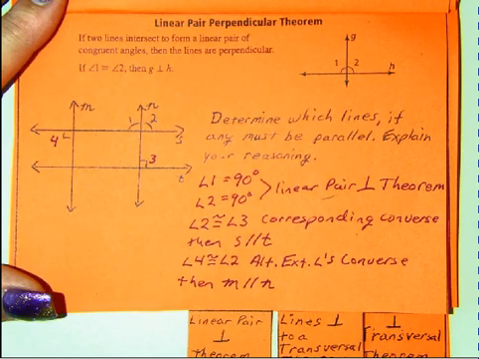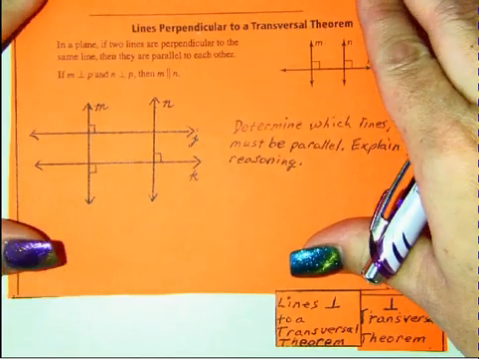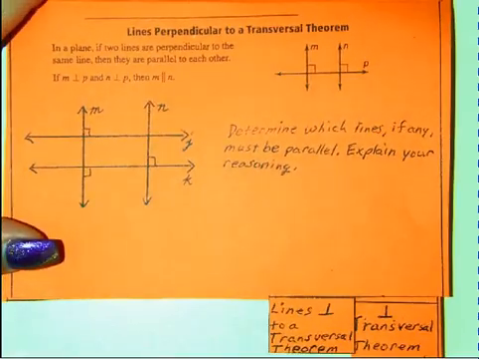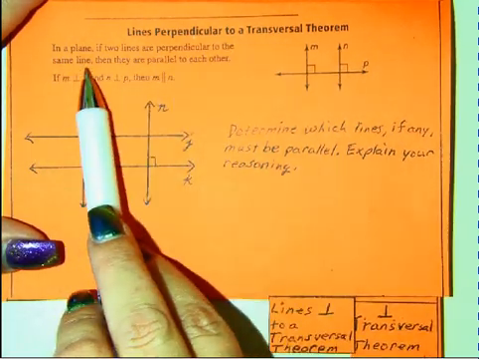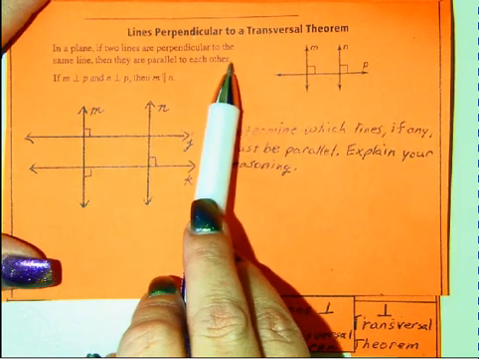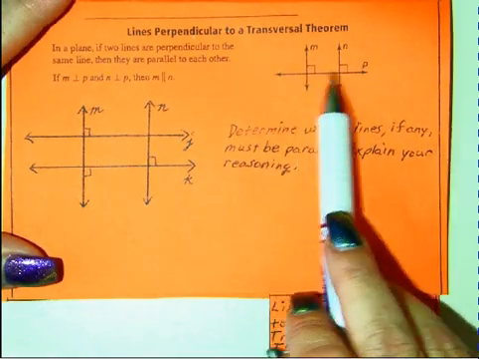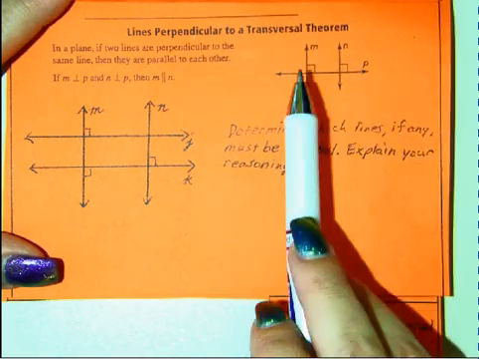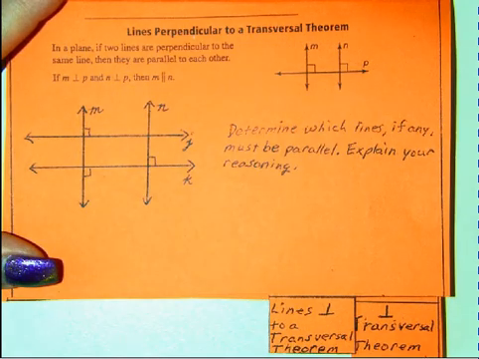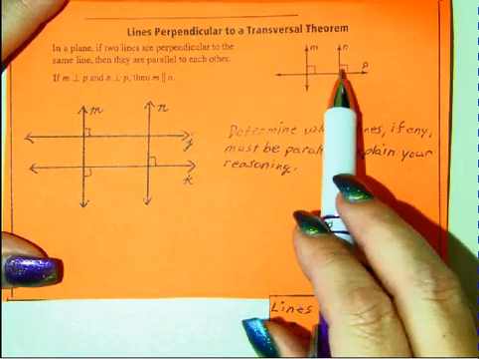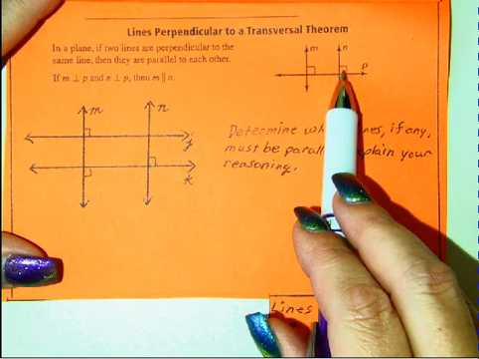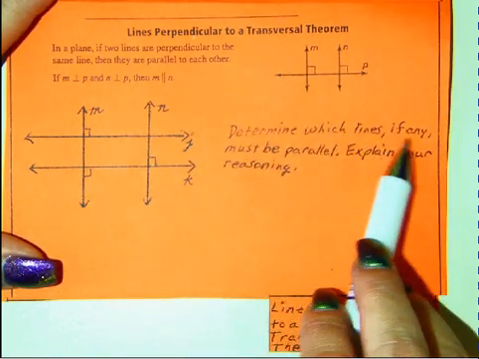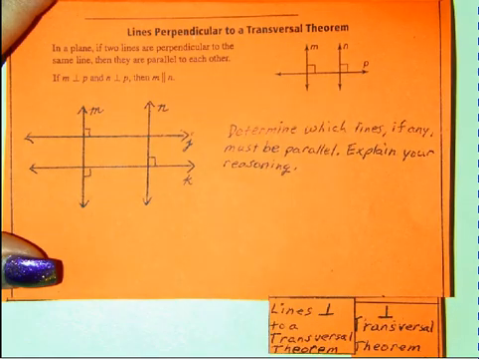Okay. All right, let's keep moving. Next one is the lines perpendicular to a transversal theorem. In a plane, if two lines are perpendicular to the same line, then they are parallel to each other. Okay, so it's saying if two lines are perpendicular to the same line, line P, then they're going to be parallel to each other. And that just makes sense because this would be corresponding angles.